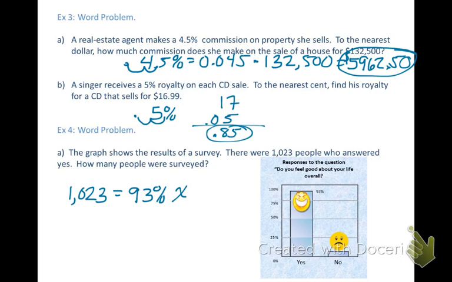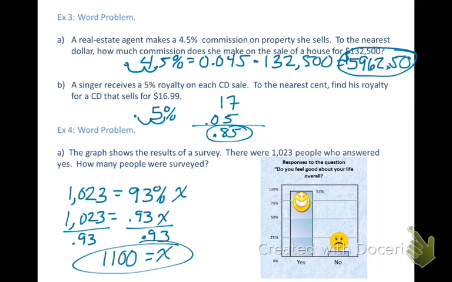Yes, you can keep it just 0.93. So it'd be 1,023 equals 0.93 X. Divide by 0.93. It goes in evenly. It's 1,100. So 1,100 people were surveyed. Make sure you put the comma.